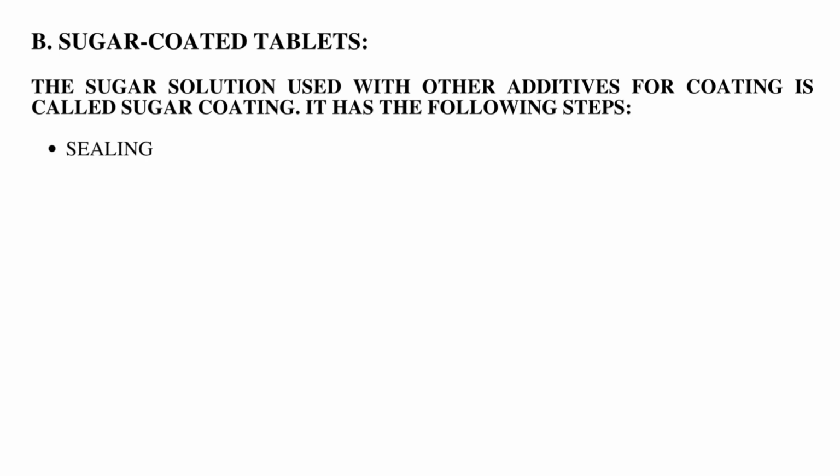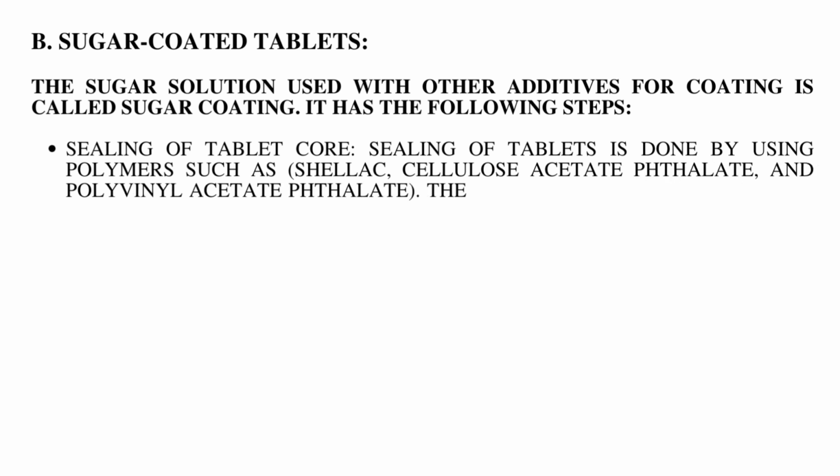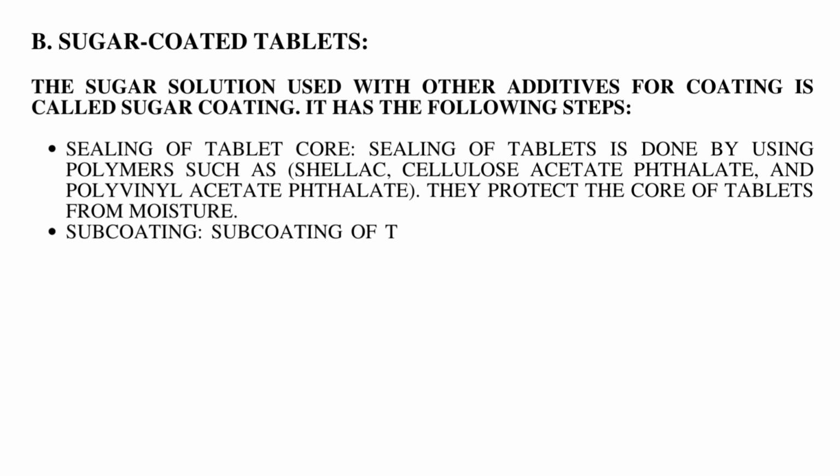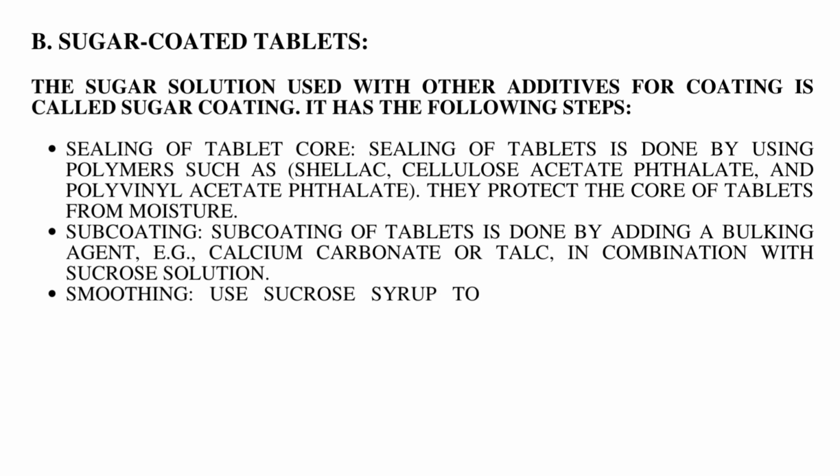B. Sugar-coated tablets. The sugar solution used with other additives for coating is called sugar coating. It has the following steps. Sealing of tablet core. Sealing of tablets is done by using polymers such as shellac, cellulose acetate phthalate, and polyvinyl acetate phthalate. They protect the core of tablets from moisture. Subcoating. Subcoating of tablets is done by adding a bulking agent, for example, calcium carbonate or talc, in combination with sucrose solution. Smoothing. Use sucrose syrup to remove the dull surface formed in the subcoating stage.